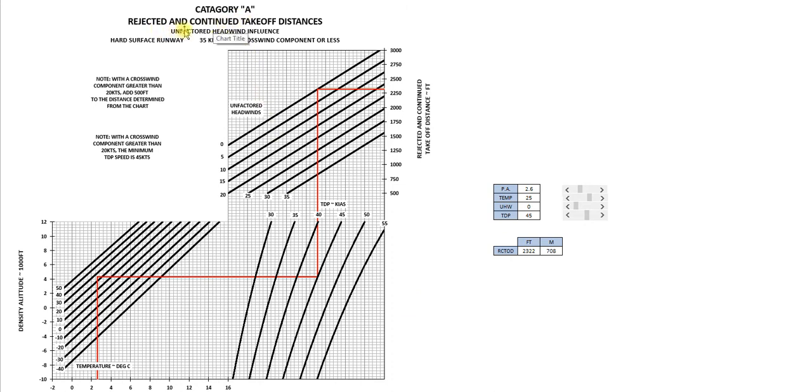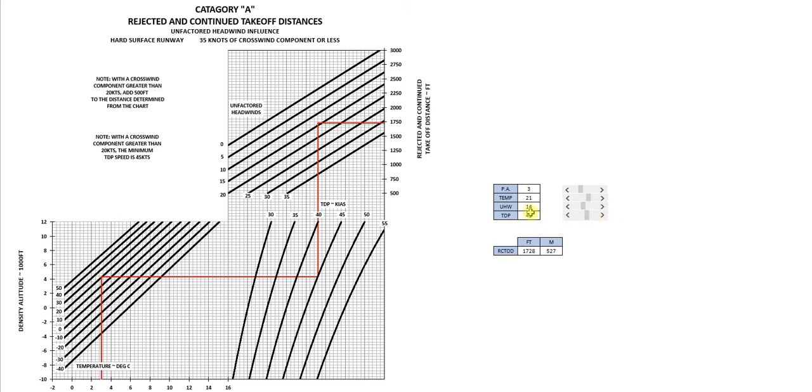So here's the category A rejected and continued takeoff distance. Again, pressure altitude, temperature, unfactored headwind and TDP are the inputs. Just click on the arrows here. See the temperatures over on this scale. Unfactored headwind: you can change it by ones by clicking here, or by fives clicking here.